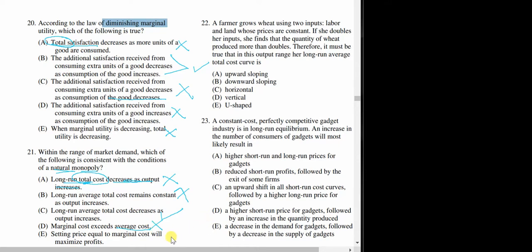And again, profits are always maximized when the marginal revenue equals the marginal cost. All right, so that too would not be the answer. All right, let's look at number 22.